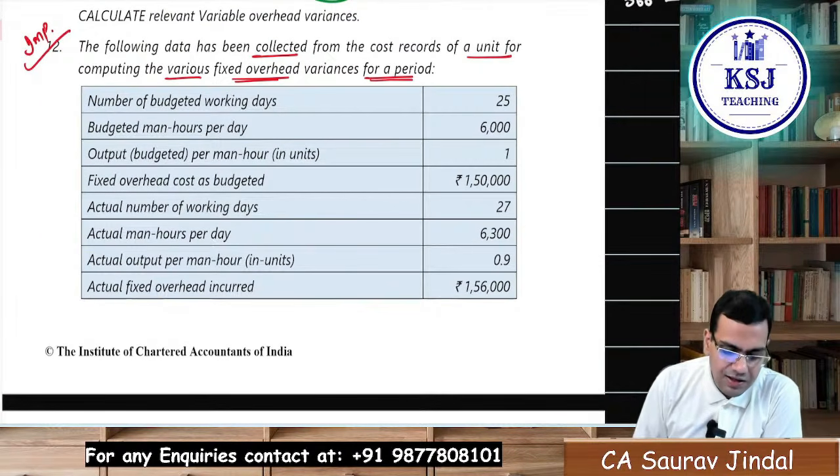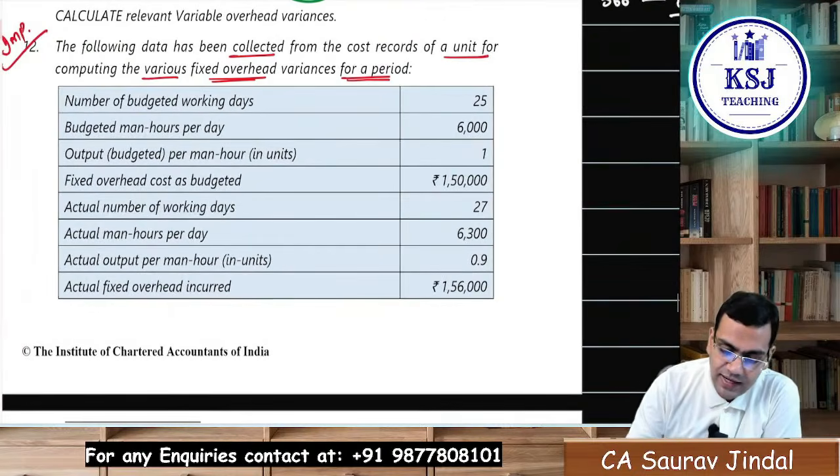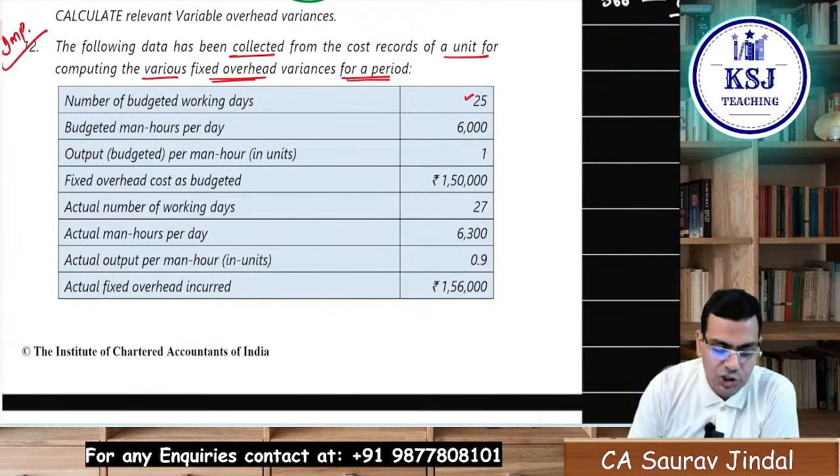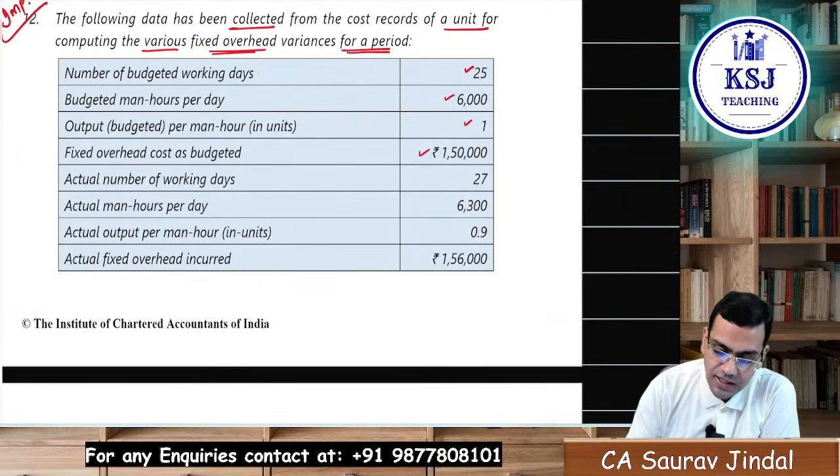Done. Number of budgeted working days is 25. Budgeted man hours per day is 6,000. Output budgeted per man hour is 1. Right? Budgeted, that is 1. Fixed overhead cost as budgeted is 1,50,000. Actual number of working days is 27. Actual man hours is 6,300. Actual output is 0.9 per man hour. Actual fixed overheads is 1,56,000.